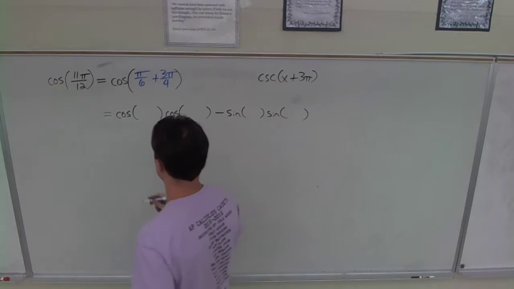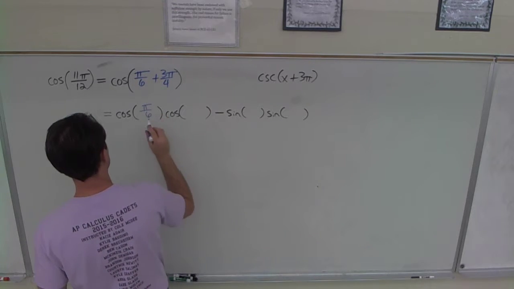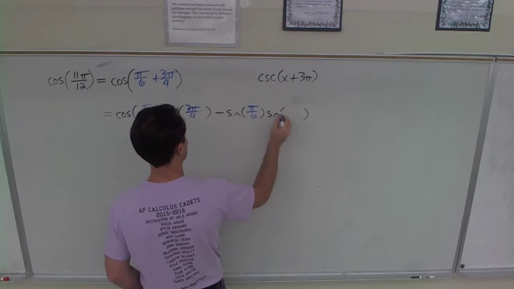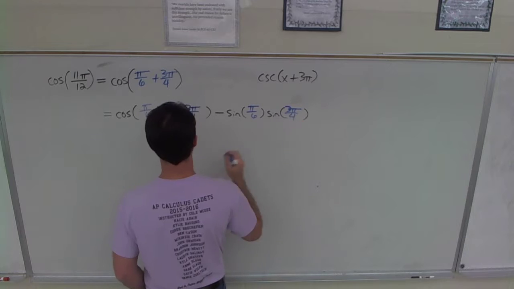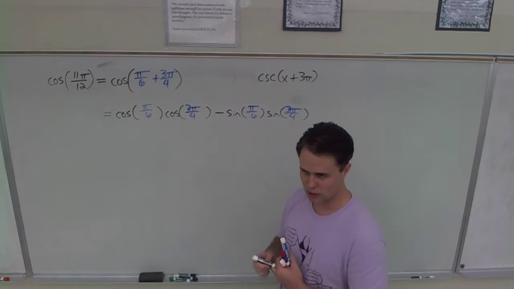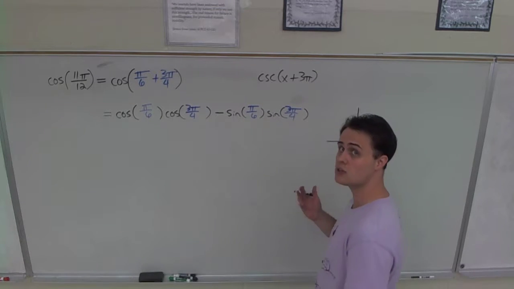Now you just put the stuff in, right? So we put a pi over 6 here, and a 3 pi over 4 here, and a pi over 6 here, and a 3 pi over 4 here. That's the way I like my sum and difference identities. And then we're going to need a couple unit circle calculations, right? So I'm going to get those going over here. A good review before our first quiz next week.